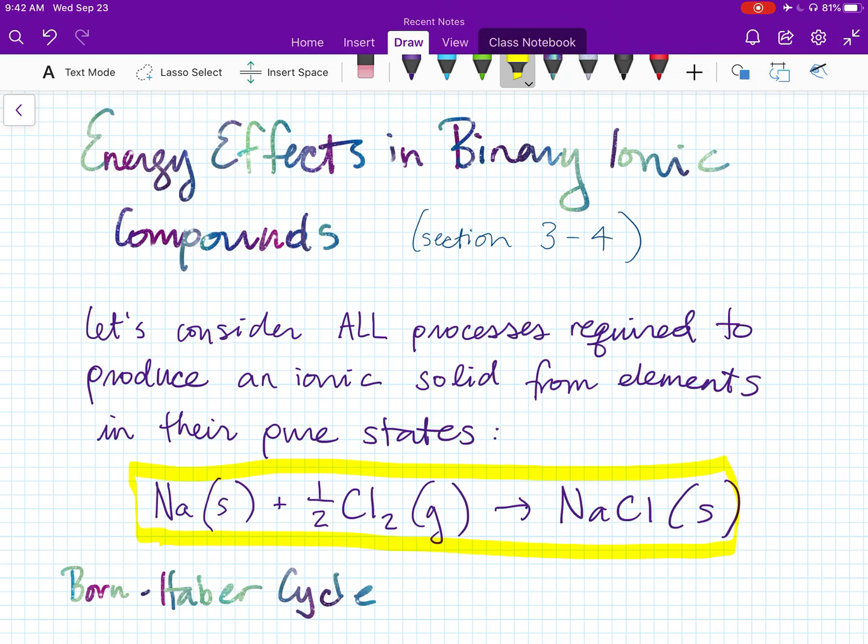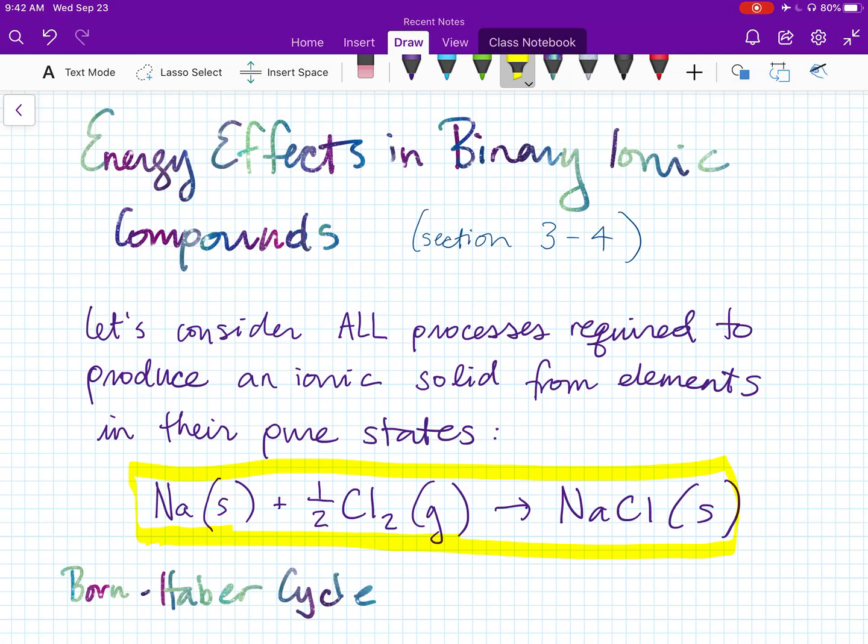Now, metals in their pure states generally are solid, neutral, monoatomic elements. So sodium is just solid sodium here. Halogens in their pure states are diatomic, and chlorine is a diatomic gas in its pure state, and that's just something that I'm telling you for now. Now, if I have solid sodium and one half of a molecule of chlorine gas, I can write a balanced equation to produce NaCl solid.